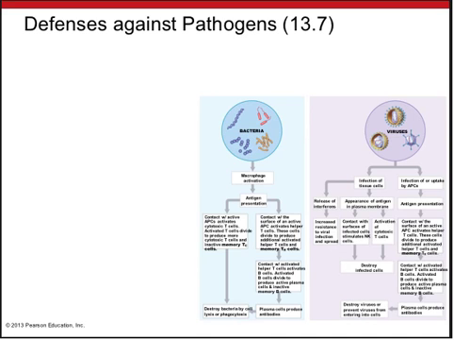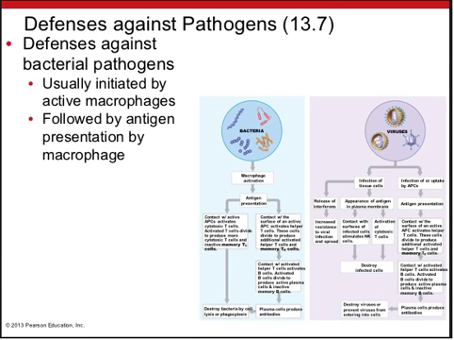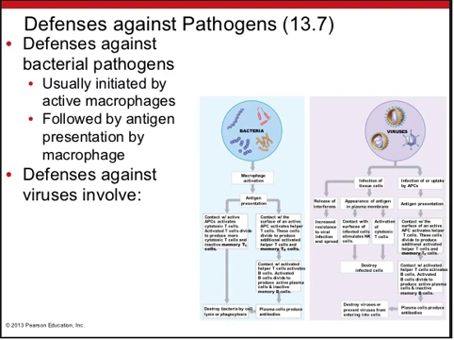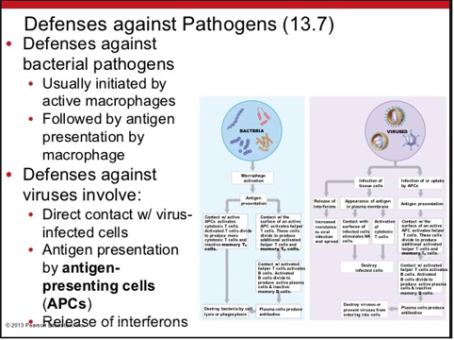The defenses against the pathogens include activating macrophages. Antigen presentation by macrophages or by infected cells serve as a way to attract the immune system to those cells. Defenses against viruses involve direct contact with virus-infected cells and antigen presentation by APCs. Essentially, this is a way of telling the immune system that the pathogen is present.